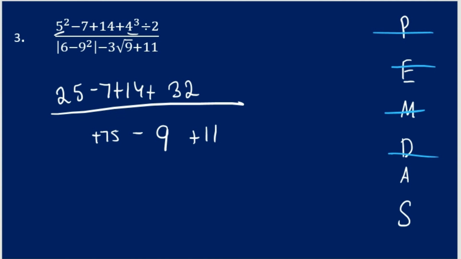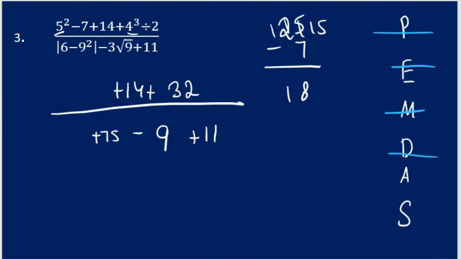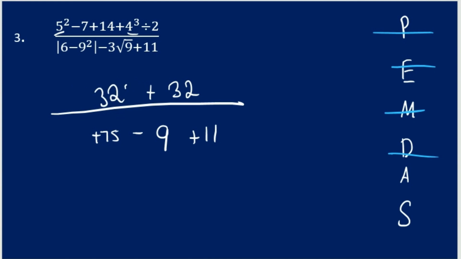So now we're going to search for addition or subtraction. And now here there's subtraction. 25 minus 7 is 18. Correct. And so that's going to be 18 over there. Okay, now 18 plus 14 is going to be 32. Okay, now 32 plus 32 is going to be 64. Okay. So now it's going to be 64.